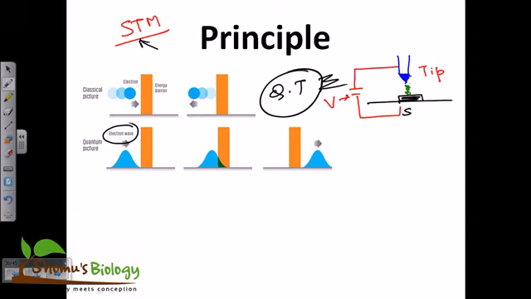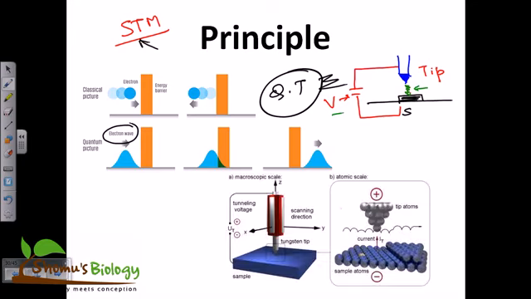Now the amount of electricity that is generated between the tip and the sample is indirectly proportional to the voltage. So if you apply higher voltage, the electrons that will be released will be low. If we use lower voltage, the current flow will be high, right? So they have indirect proportionality between this voltage and the current flow, right?